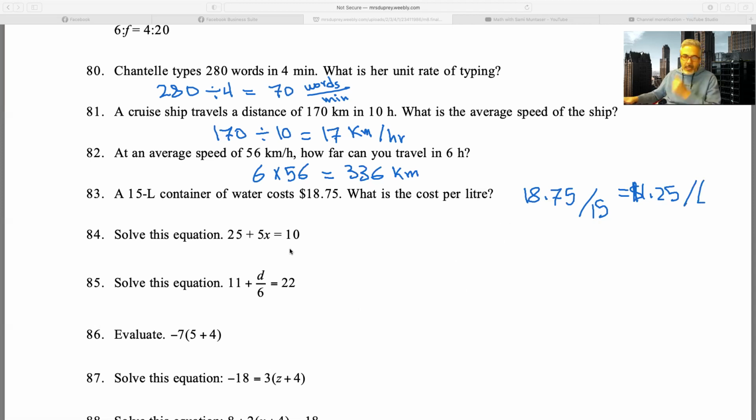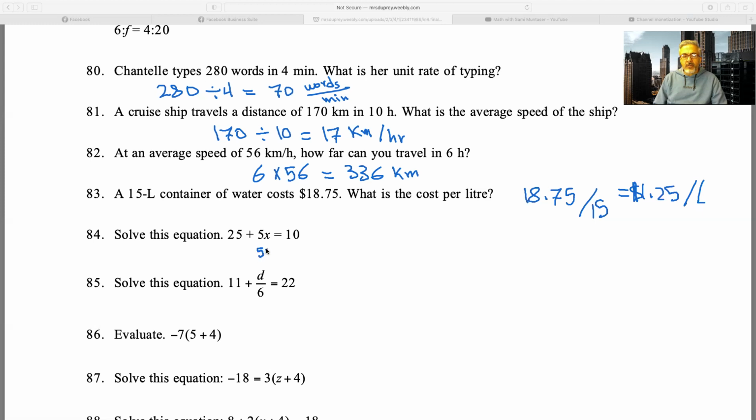Now we're going to start algebra, and all students pay attention, because this, from grade 8 all the way till you finish math going into university, you'll always have to deal with things like this. So now we're solving this: 25 plus 5x equals 10.